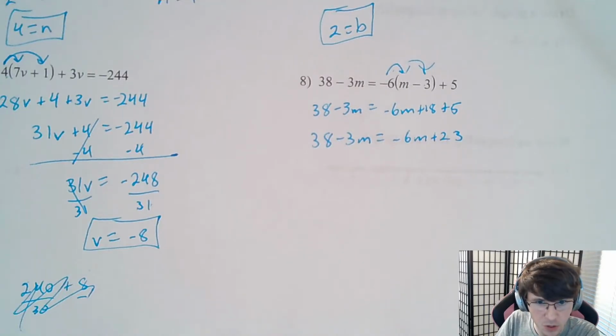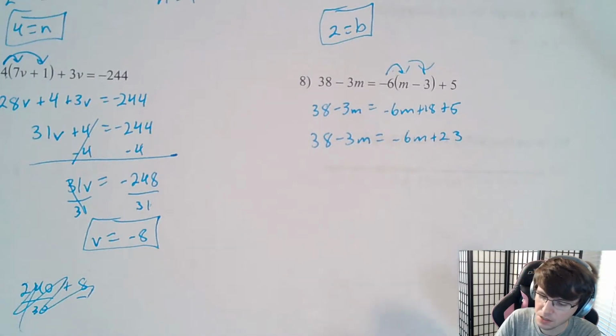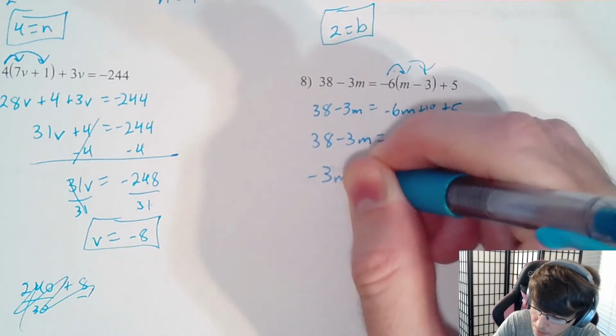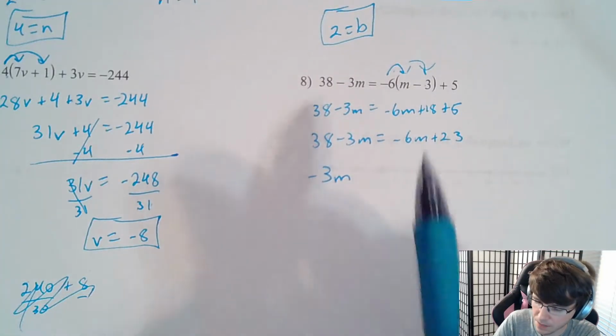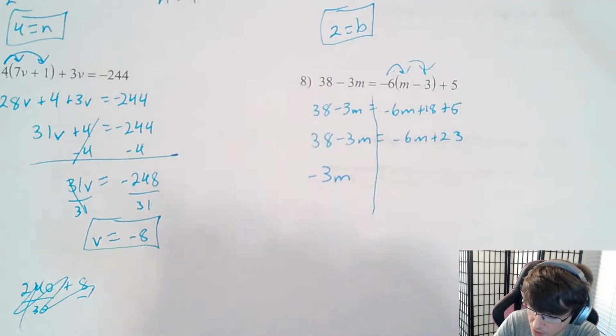Next, we're going to do my switcheroo. This is a great time to do the switcheroo. It's moving all the variables to the left, and all of the constants, those terms without the variable, to the right. So the negative 3m is going to just chill. That's on the left already. You want to talk about the left of the equal sign. If you want, you can draw a line down the middle.